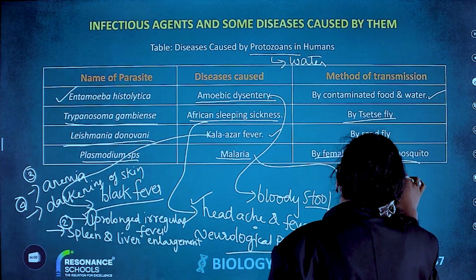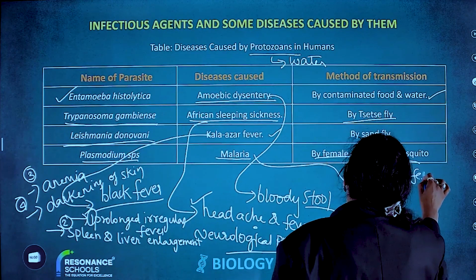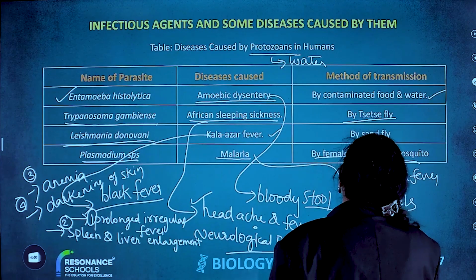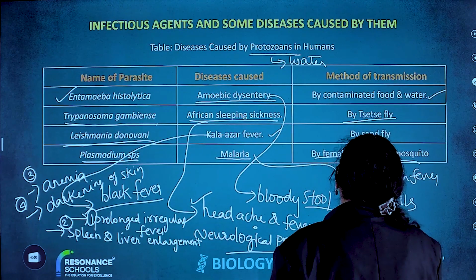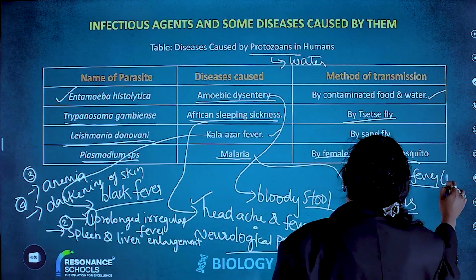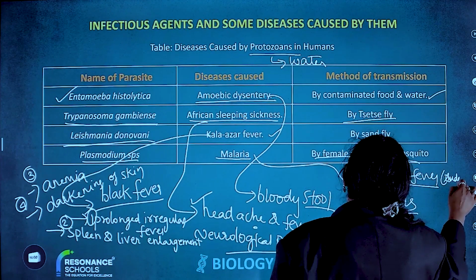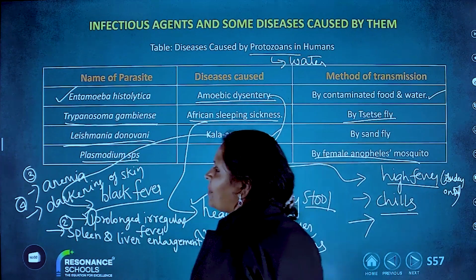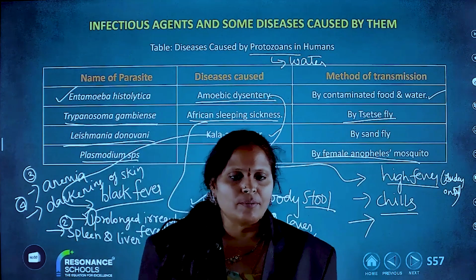High fever. High fever. Chills. We can say high fever and chills are the basic symptoms. Fever will be sudden onset. Sudden onset. High fever and chills. Okay, this can be confirmed by malaria test.